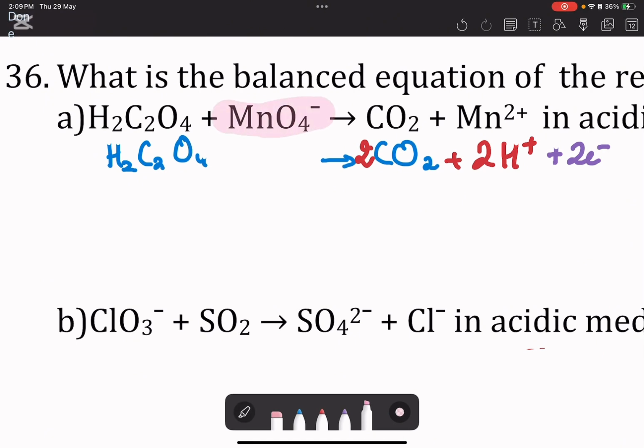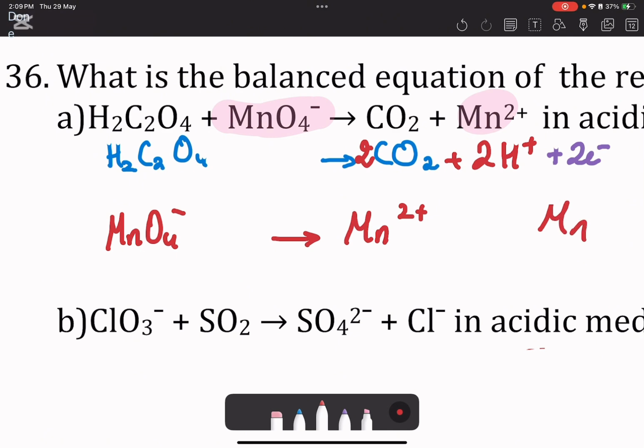Now let's move on to the reduction. You have MnO4 minus giving Mn2 plus. So first balance the atom of Mn. 1, 1. Already balanced. Move on. Now balance the atom O by adding H2O on the side that requires oxygen. Over here I have 4. Over here I don't have any single oxygen. So I'm gonna add 4 H2O to get 4 oxygens.